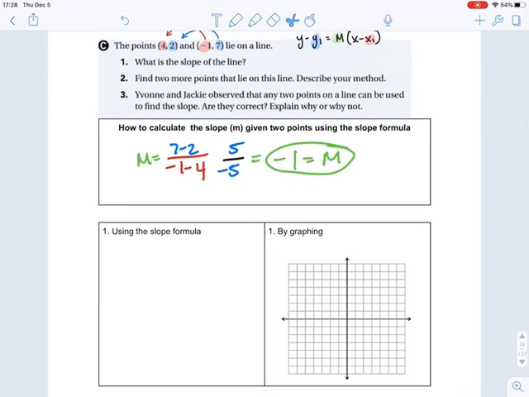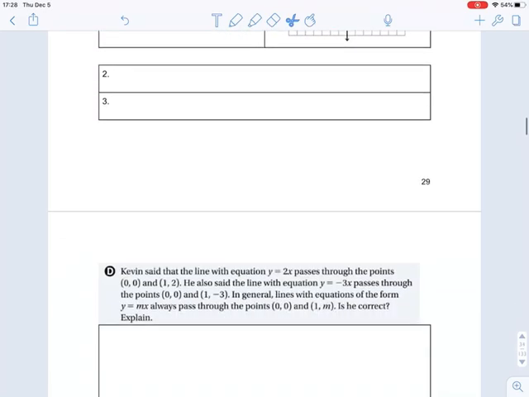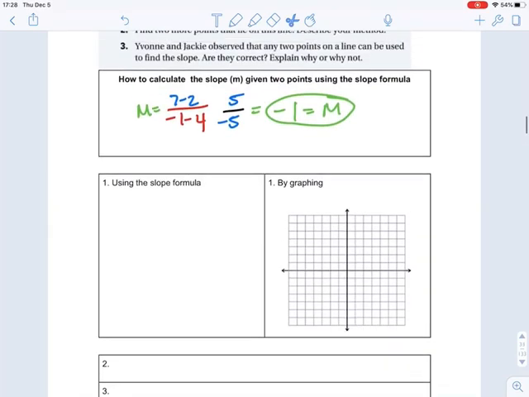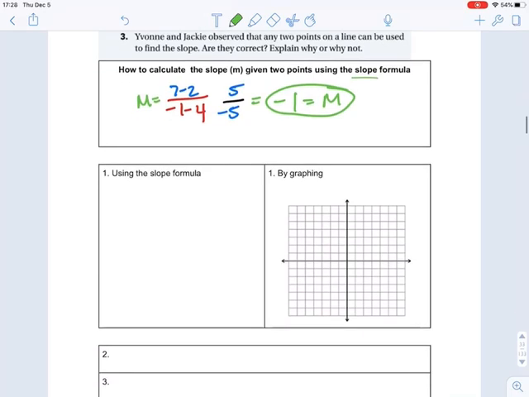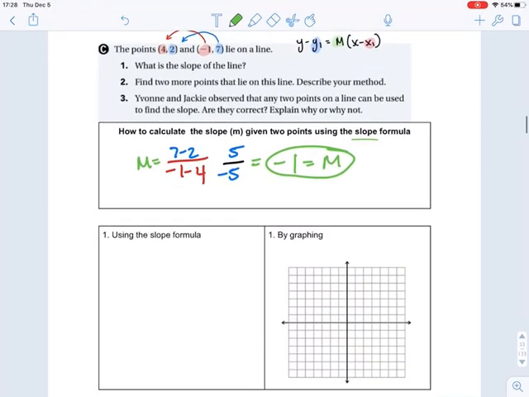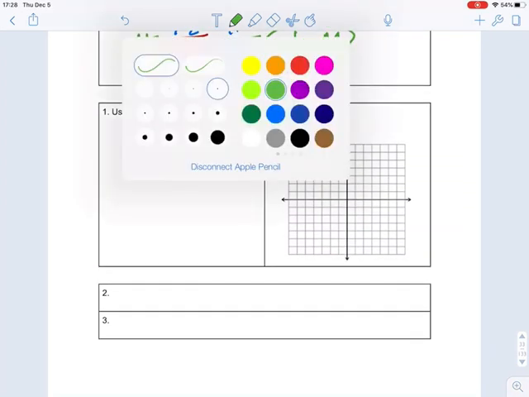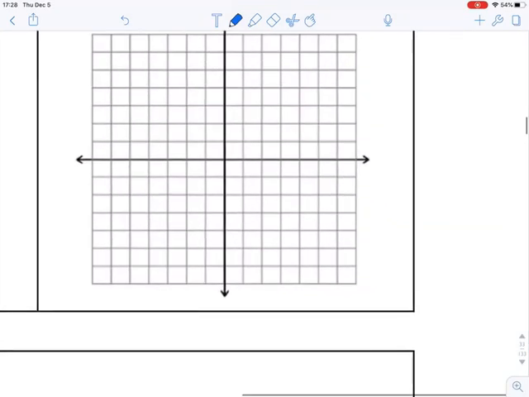Okay, now using the slope formula, now I think we need to use our point slope formula in order to figure this out. Well, no, I think it's just asking for slope. Using the slope formula, and then using the slope formula again. I guess this one is a description, but we'll do the graphing one. We'll pick those 2 points, 4, 2, and -1, 7.